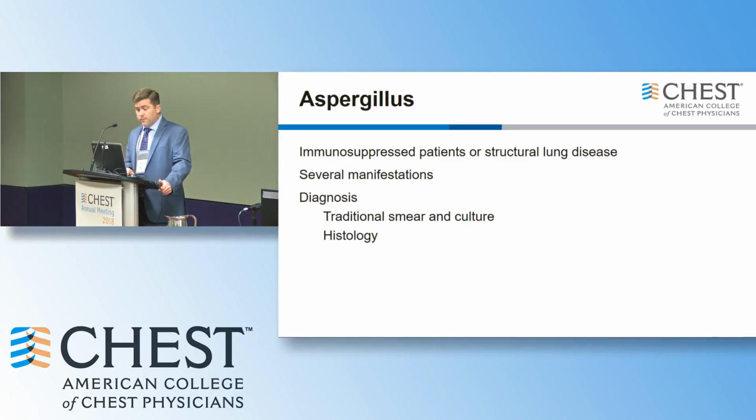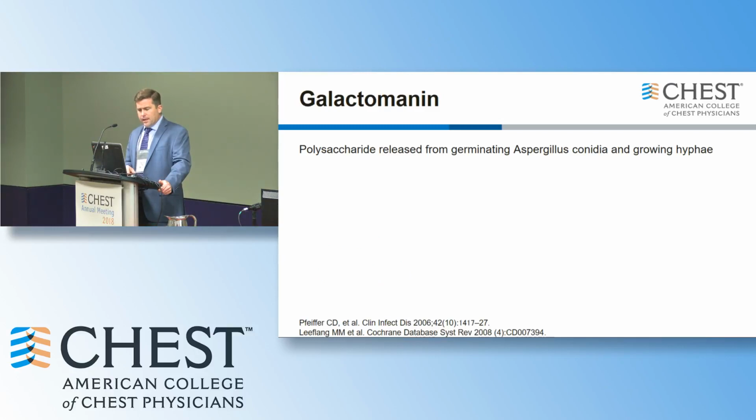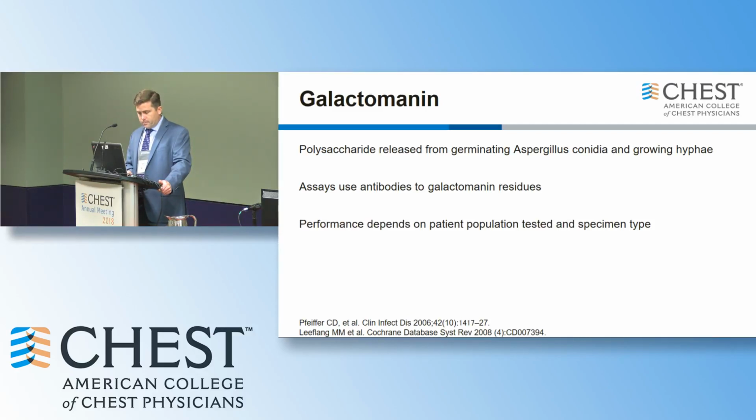So the diagnosis of Aspergillus is sometimes made through traditional smear and culture, but also can be just histology. And then we have these 2 tests called galactomannan and beta-D-glucan. So galactomannan is a polysaccharide released from the germinating Aspergillus and in its hyphae. The assay that we use to measure it uses antibodies to the residues of the galactomannan. The performance characteristics of the test are variable, and it usually depends upon what the clinical context is or this patient population, as well as the specimen type.